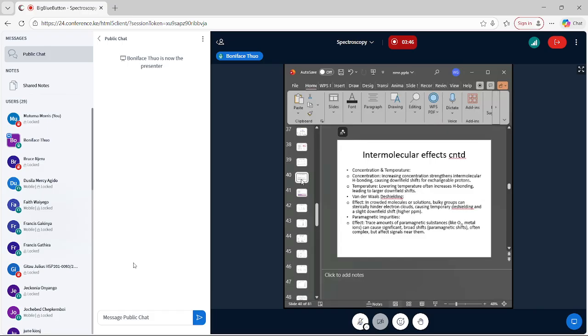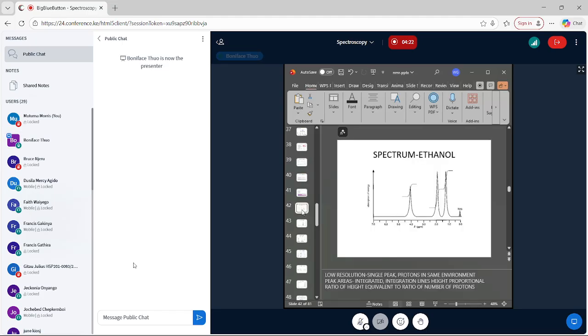And finally, paramagnetic impurities, if they are present, can cause different chemical shifts, which are known as paramagnetic shifts. These are much more difficult to identify because the relationship is complex. Good. So those are the intermolecular factors.